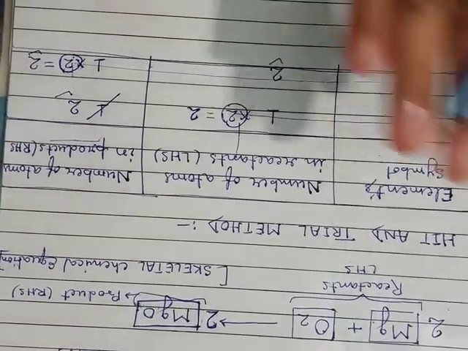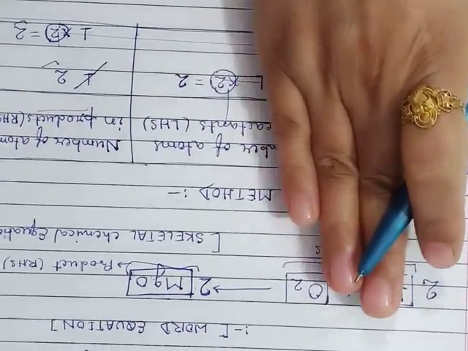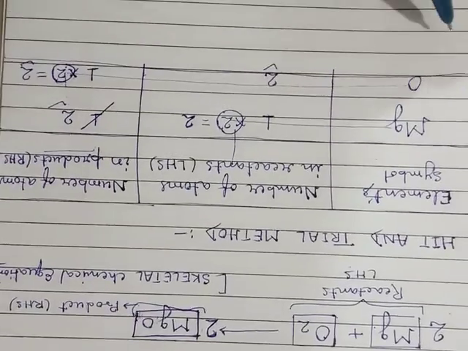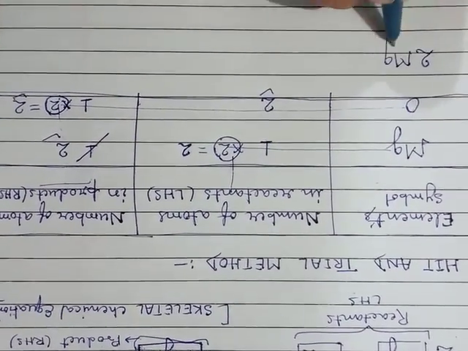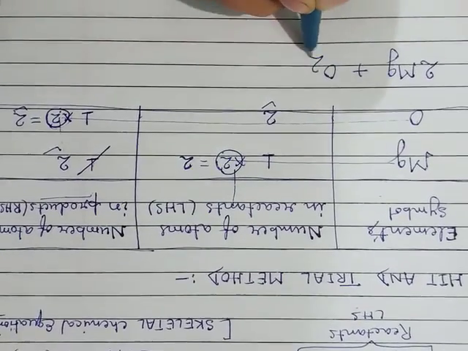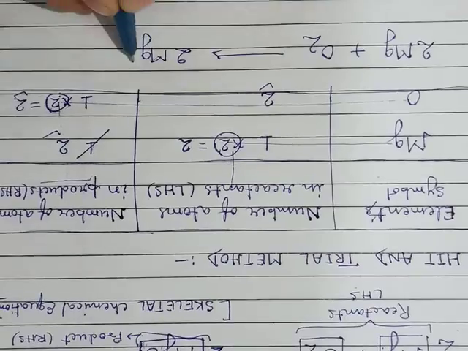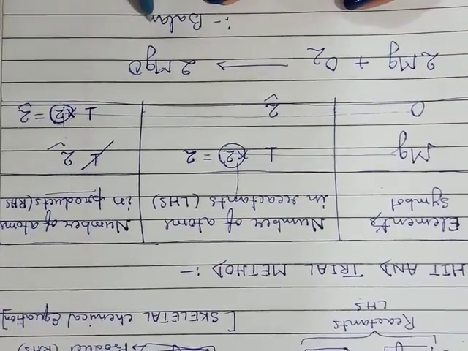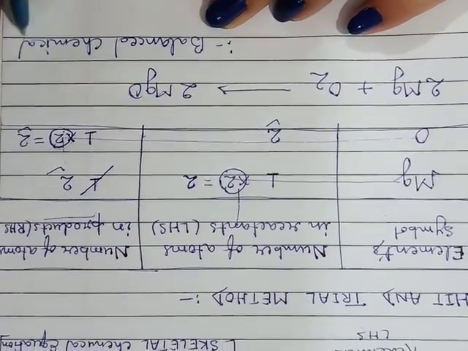That means the number of atoms of each element in the reactants and the number of atoms of each element in the products are the same. So we can write the balanced chemical equation as 2Mg plus O2 will give 2MgO. It is a balanced chemical equation.